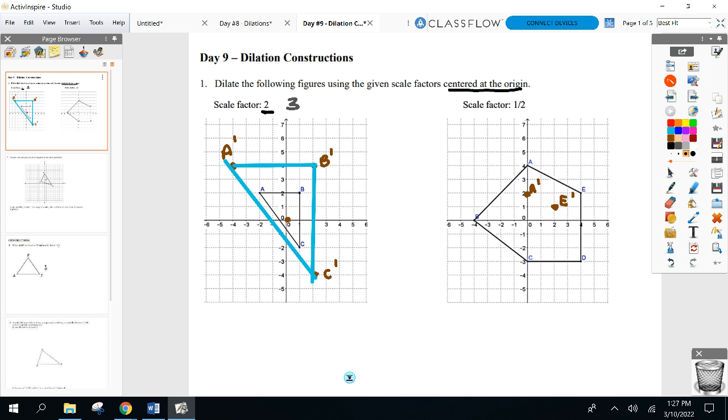See if you can do D, C, and B now. And yes, you can go up a half or over a half. It's possible. And hopefully you have a 5-sided figure that's a little smaller than the original.